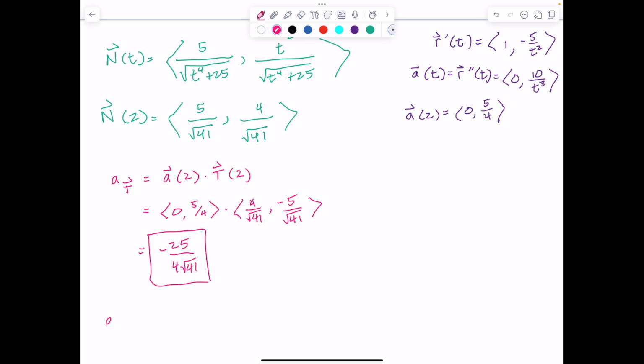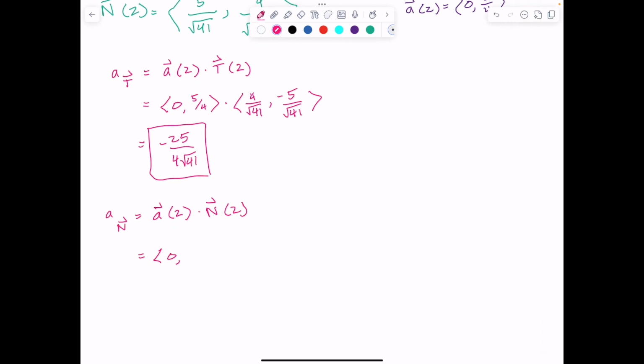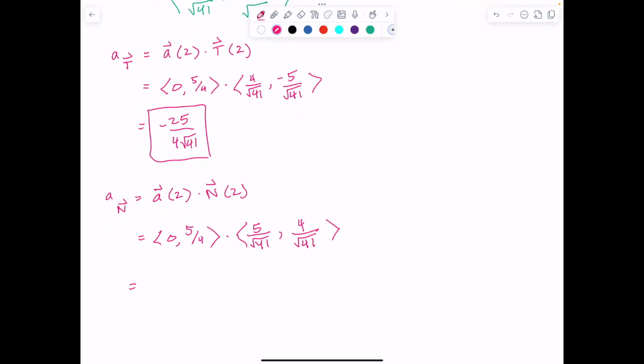And then the normal component of acceleration is a at 2 dot n at 2, and that will equal 0, 5/4, dot, we just found n at 2, so the first part will 0 out, and we'll get 5 over root 41. All right, so lots of algebra in that one.